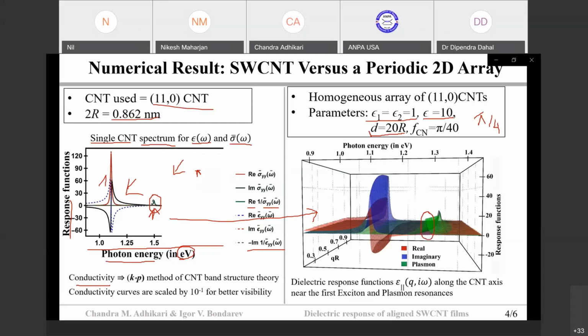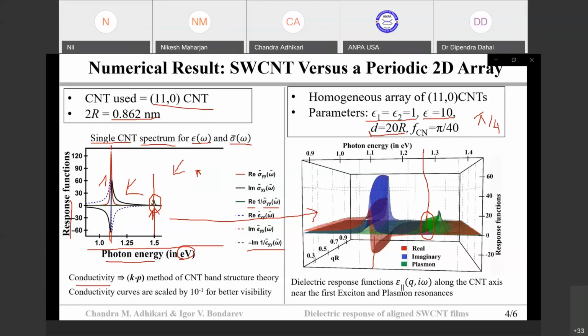And one more thing, you can notice that the photon energy for the exciton resonance is about the same for the single wall carbon nanotube and for the array. But the plasmon resonance, you can see over here, has been shifted towards the exciton resonance. The plasmon resonance for the single wall carbon nanotube is about 1.5, but in the case of the array of carbon nanotube it is a little less than 1.3 electron volt.